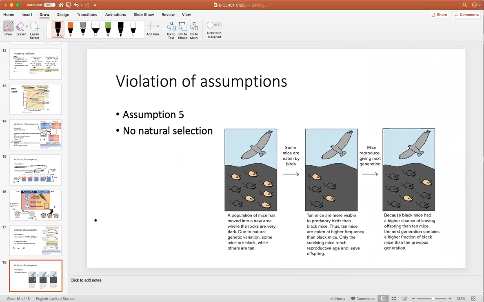The very last assumption or violation of an assumption that I want to mention is natural selection. Something that can alter our allele frequencies is, of course, natural selection. And this is a great example. So here we have some mice. They've moved from wherever they were living. They're now living on this very barren, gray hillside.